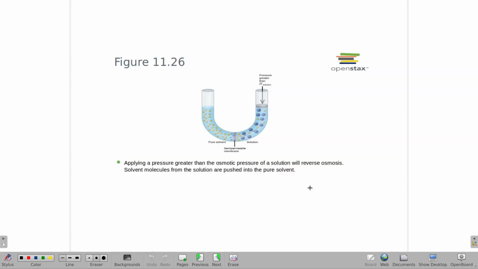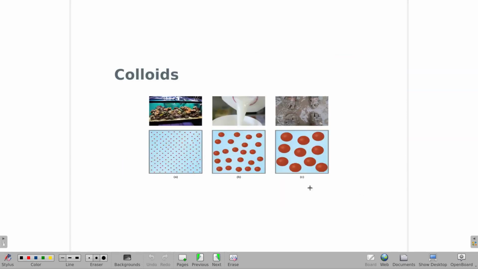All right. Last thing we actually talk about in this chapter is colloids. We're not going to need to do any math with these. So a colloid is a solution. It's mostly homogeneous.